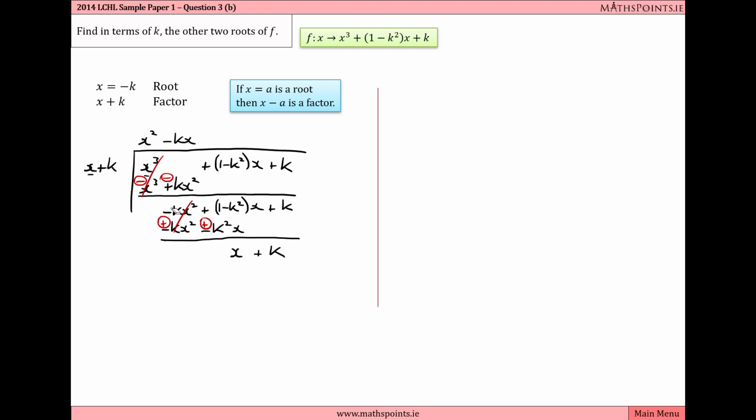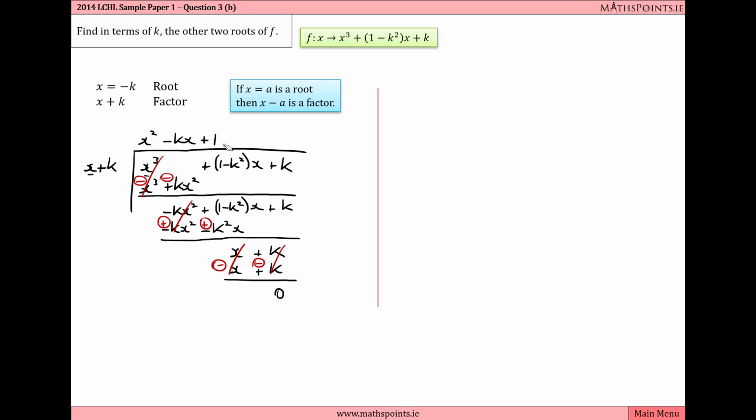One last time, we divide x into x, and we get 1. 1 times x is x, 1 times k is k. We draw a line underneath, and we subtract the bottom line, so we change both the signs. x minus x is 0, k minus k is 0, and so we have a remainder of 0. So if x plus k is a factor of our cubic expression, then x squared minus kx plus 1 is another factor.